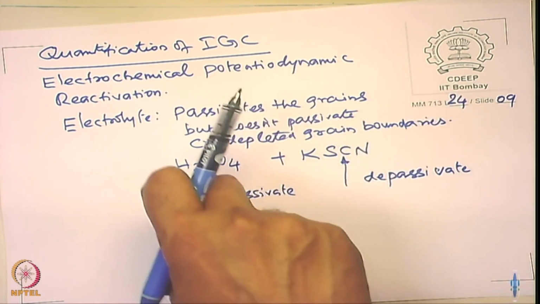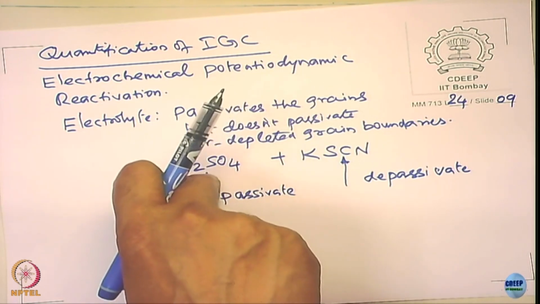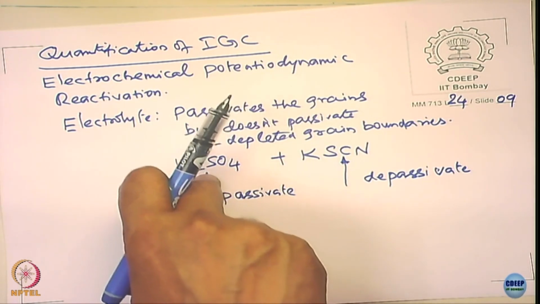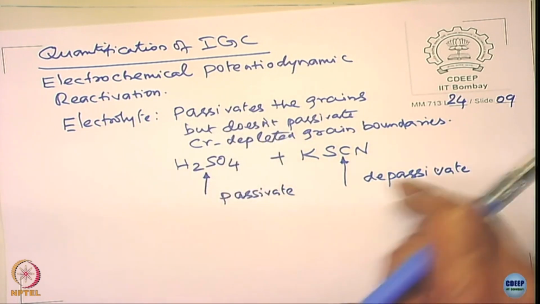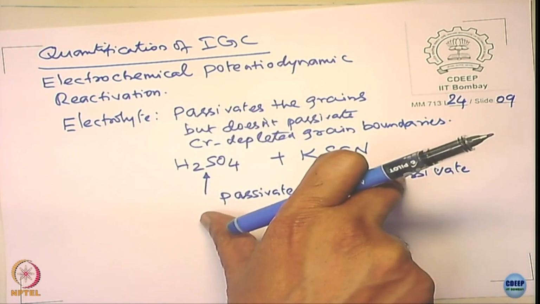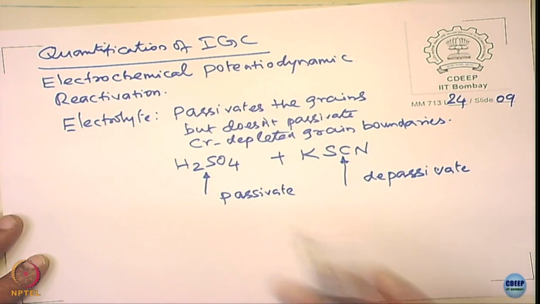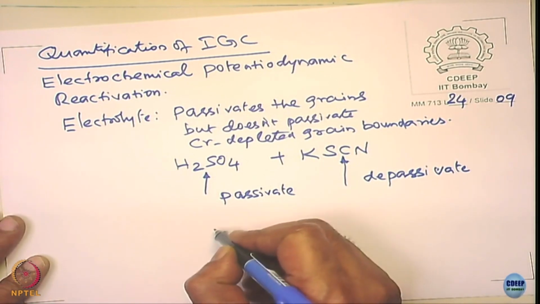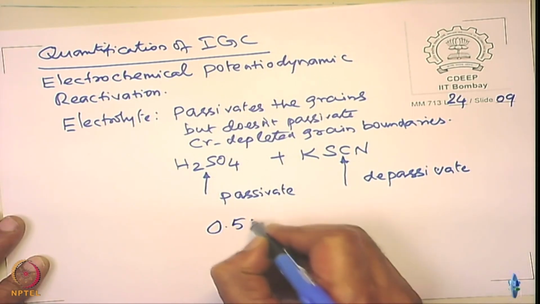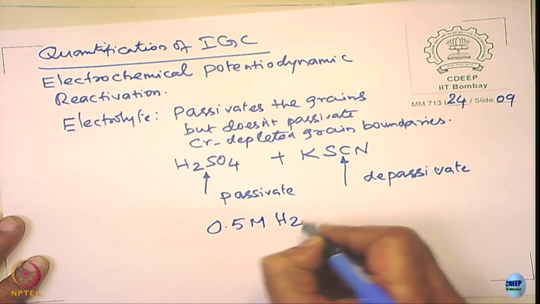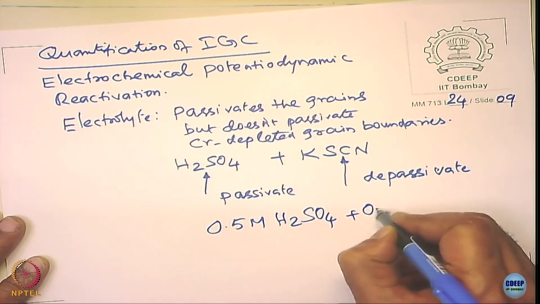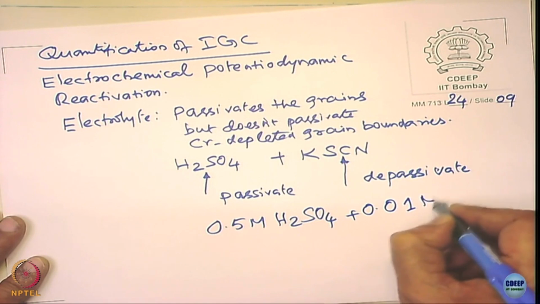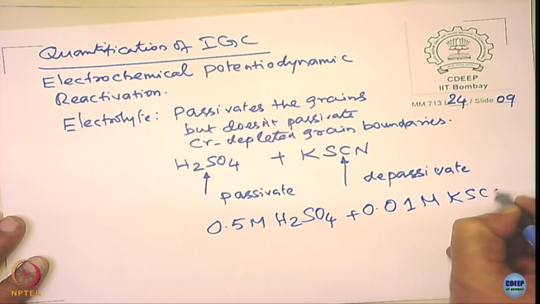I need sulfuric acid because sulfuric acid is what passivates the stainless steel. So the concentrations of sulfuric acid and potassium thiocyanate are optimally chosen, and in this case of stainless steels like 304, people use 0.5 molar sulfuric acid plus 0.01 molar potassium thiocyanate.